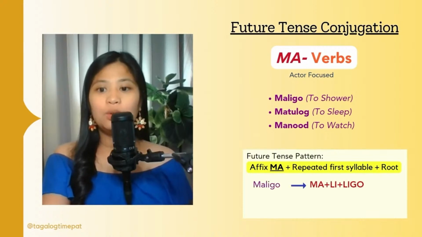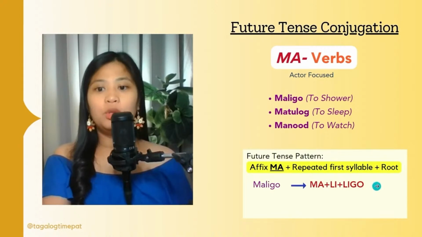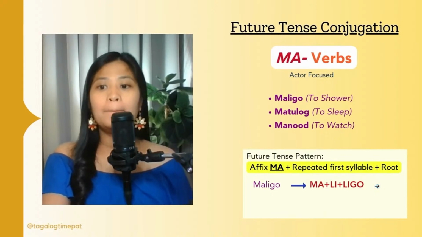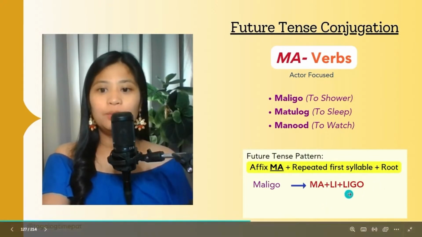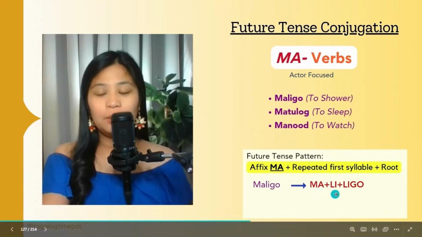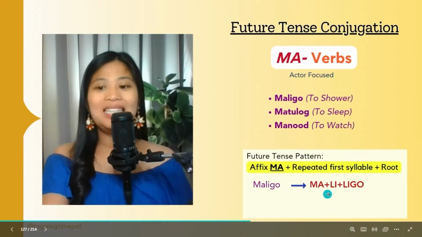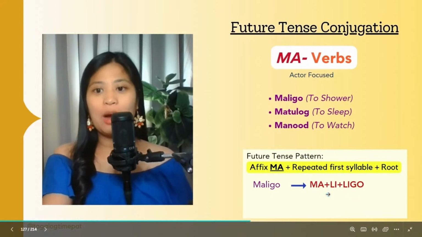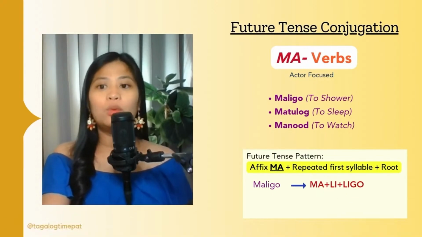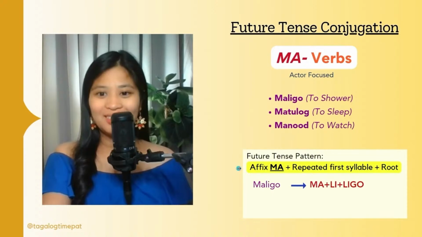So maligo, to shower, in the future tense will be maliligo. The affix is ma, then there's a repeated first syllable, and then it's the root. Maliligo ako, I will take a shower. You jot it down. What do you think matulog, to sleep, and manood, to watch, will be in the future tense? And remember to just use this new pattern.